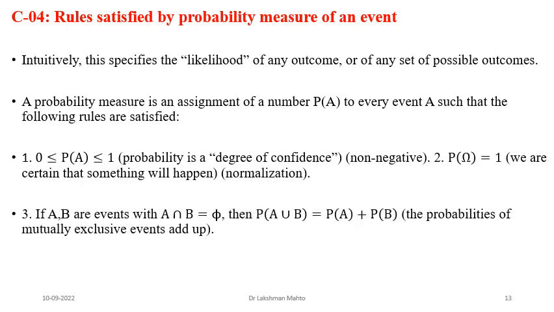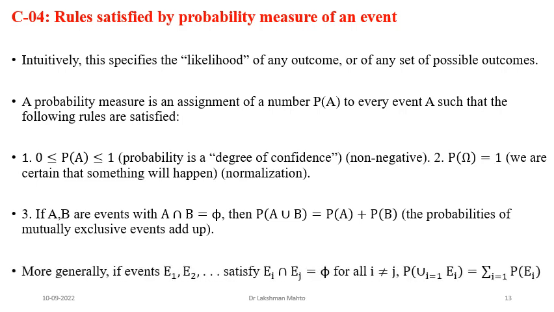And if you take any two events A and B, and both happen to be disjoint, then what is the probability of A union B? It is just the sum of the corresponding probabilities. These are three important laws or rules satisfied by P of A. You may say they look very simple. How are they applicable to computing the probability of an event? You can generalize the third law for any n number of disjoint events.